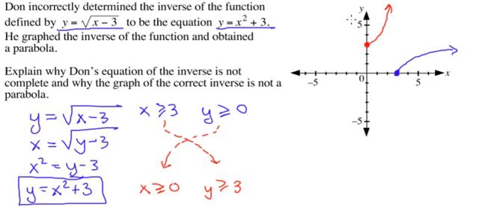So there was nothing wrong with how Don found the inverse equation. He just didn't think about the domain when he was doing it. You have to check your domain and range and make sure that they carry over as well.